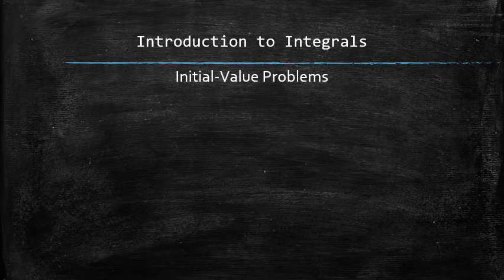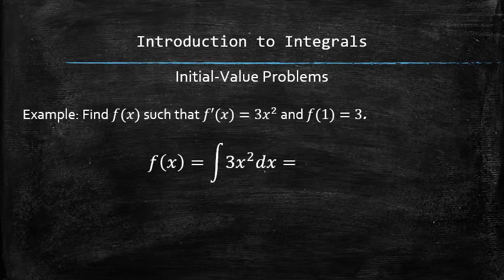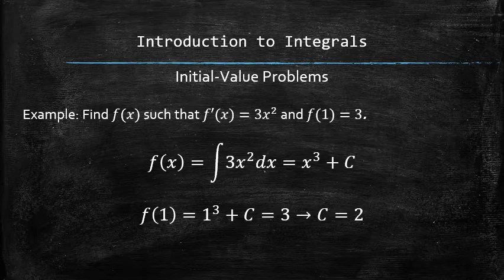We use indefinite integrals to solve the initial value problems. For example, let's find a function whose derivative is 3x squared and the output at 1 is 3. We first find all antiderivatives and then pick the value of C that makes the antiderivative satisfy the given condition. In this case, such value of C is 2. So the answer is x cubed plus 2.